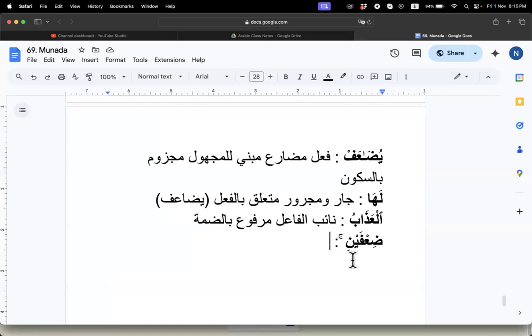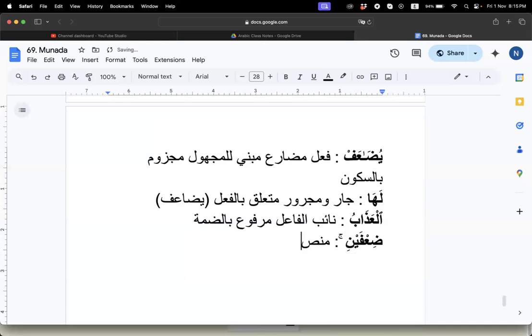What status? This has to be either nasab or jar. You just check jar first because there are only two. Jar is not possible because this is neither mudaf nor after a preposition. So it must be nasab. So why is it nasab?